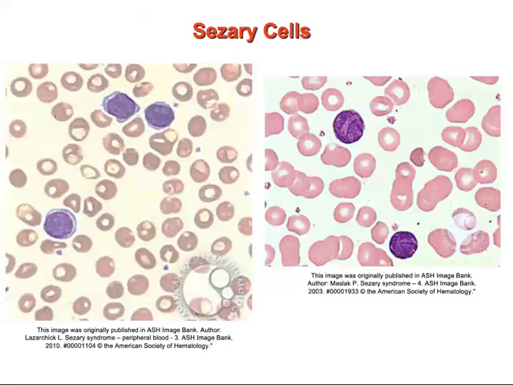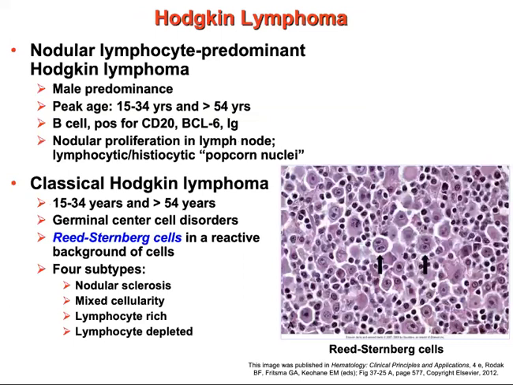Examples of Sézary cells: these are medium-sized lymphocytes, but they are malignant cells, and they are known to be cerebriform, so they have a very convoluted nucleus that resembles the convolutions of the brain. That's why they're called cerebriform. And then lastly, we have Hodgkin's lymphoma.